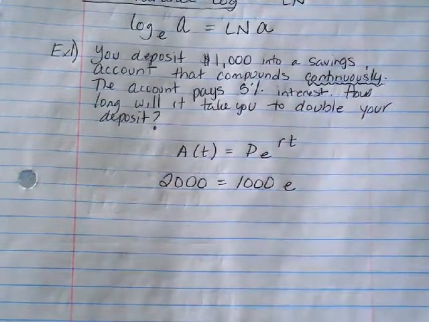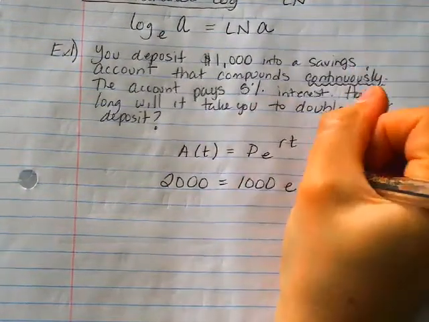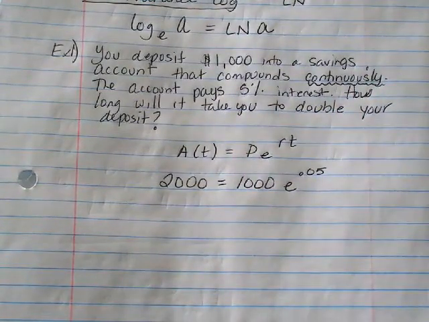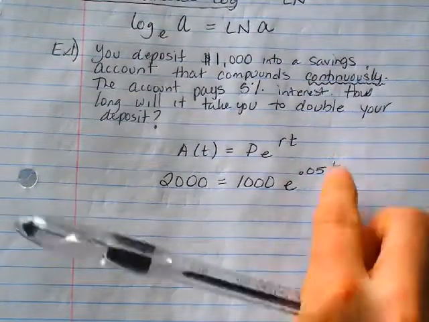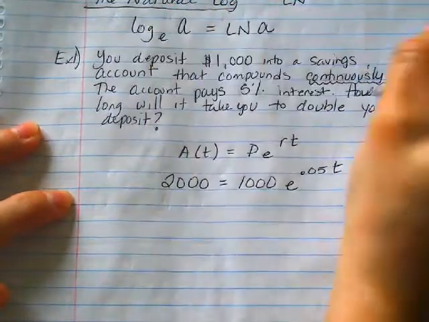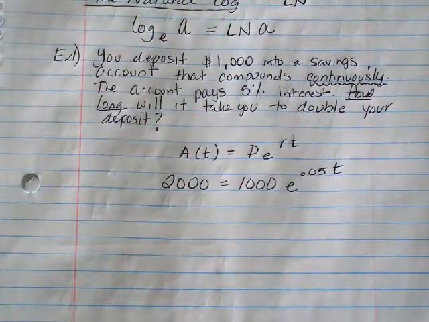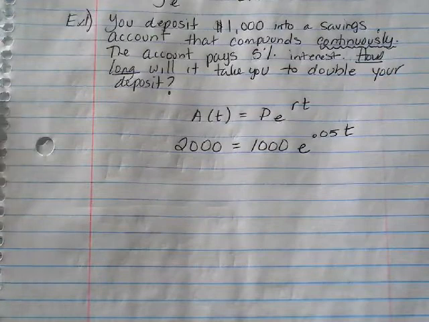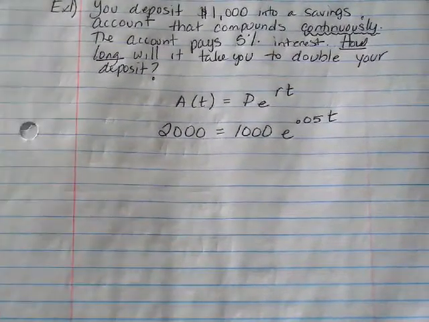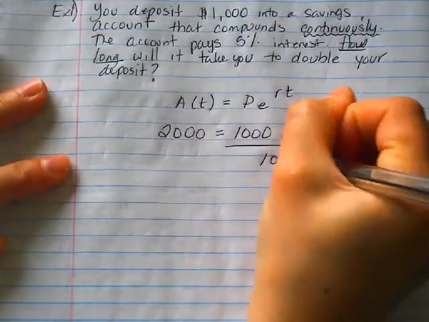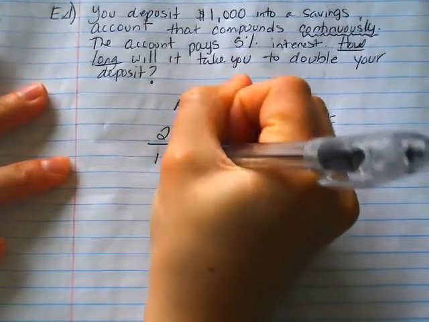E is a constant. The rate is given to us, 0.05, not 0.5, be careful, 0.05. And what we're actually solving for is t. It's asking how long. We're figuring out how many years it takes for this to happen. Okay, so we're given a base e here, which means that we're going to have to use the natural log to solve for t. So I'm going to divide both sides by 1,000, order of operations.